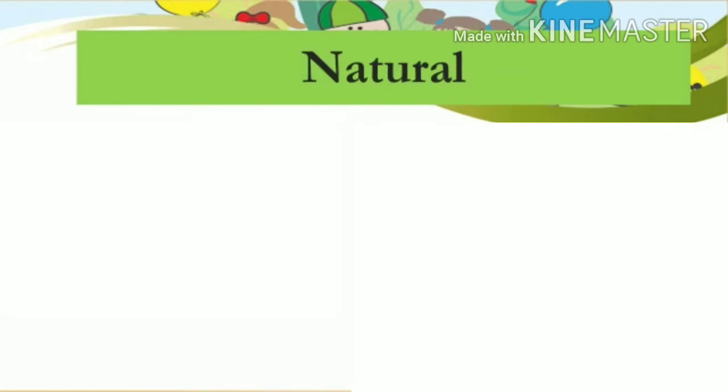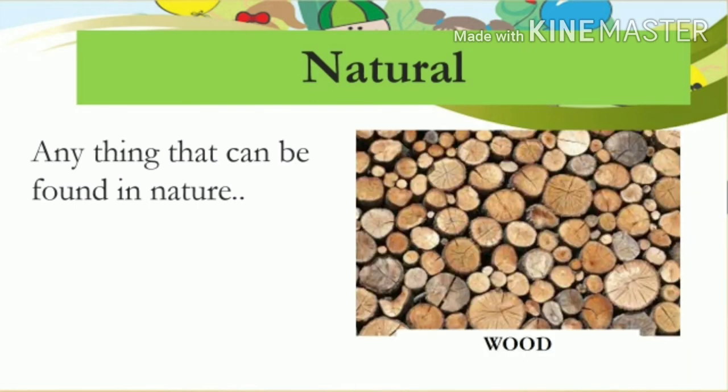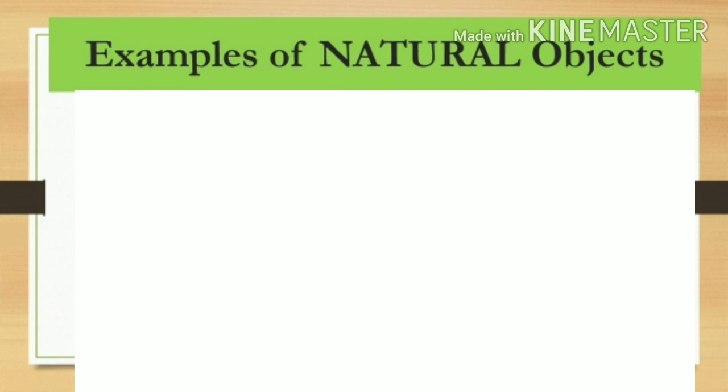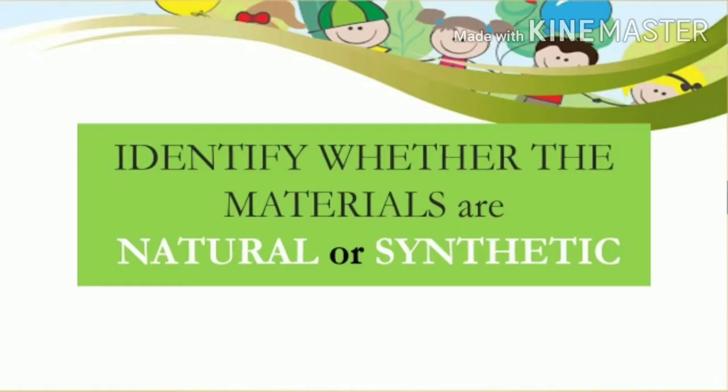Another property of matter is natural. These are anything that can be found in nature or the environment. An example of natural objects are objects made from wood or trees. Other examples are plants, herbs, fruits, shells, and more. Now let us identify whether the objects are natural or synthetic.